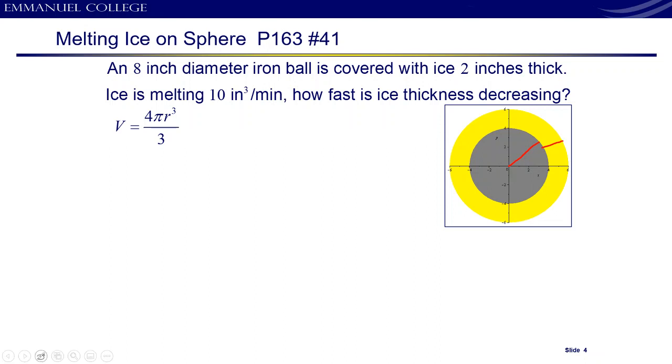So what we have is this is 2 inches thick, and the diameter of the iron ball is 8 inches. So when you put them together, you get the full radius.